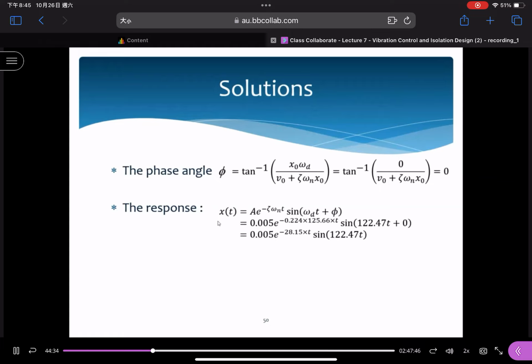And how about omega D? Omega D is 122.47 times time. And the value we find here is equal to 0. The only thing you need to wrap up all these calculations is that when you use 0.224 times 125.6, you can get 28.15. This is the final form, okay? So when you can write down this one, this is the final response. Time is a variable only.